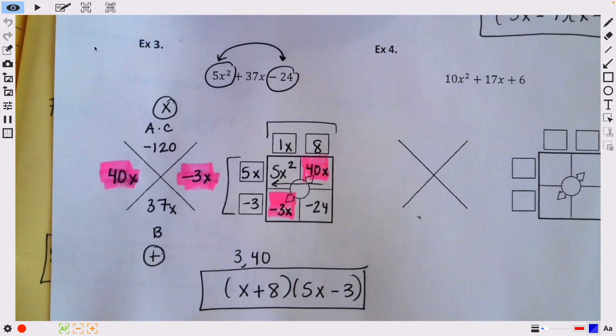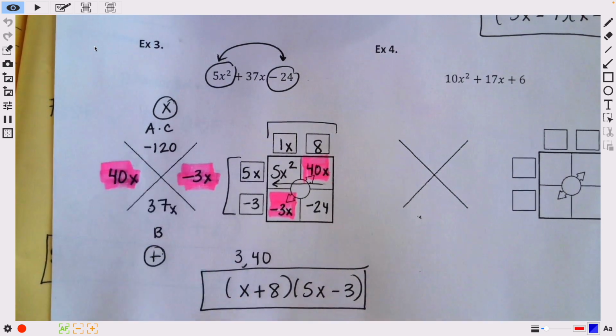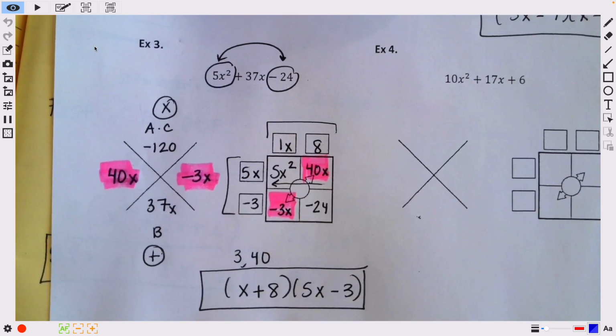Now I will tell you guys, you're not going to get ones with numbers that aren't on your factor sheet. So if you're like, I don't know factors of 120, that's okay. You're only going to get ones on your factor sheet. Now, grab out your homework, okay? Don't give up on me.